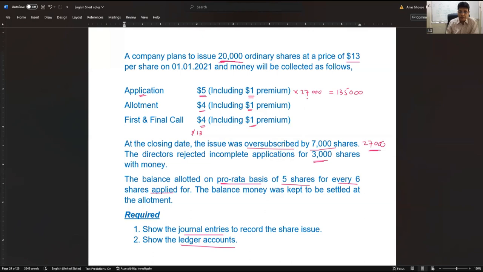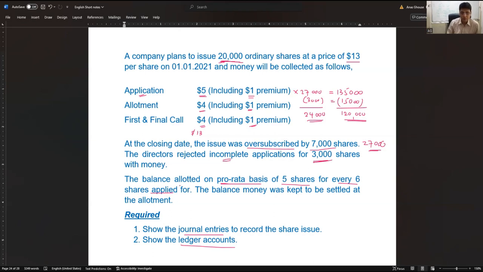Upon receiving 27,000 applications, 3,000 shares were rejected because the applications were not completed properly. So out of 27,000, 3,000 shares were rejected at the rate of $5, so that will be 15,000. So the amount of cash with the company will be how much? 120,000 for 24,000 shares, 24,000 applications.